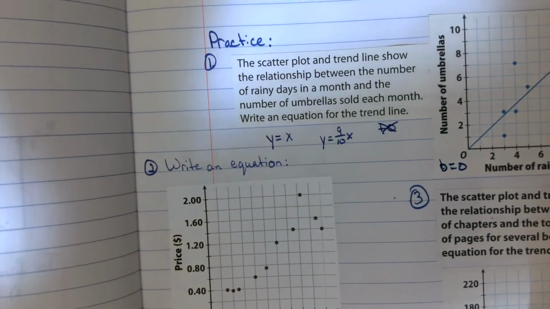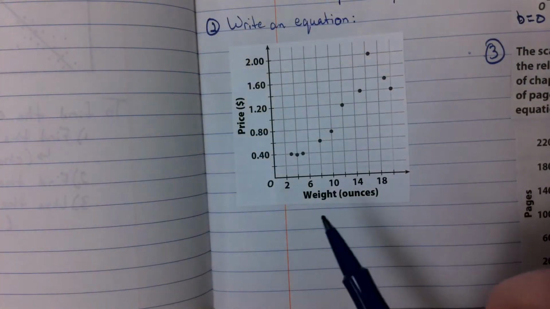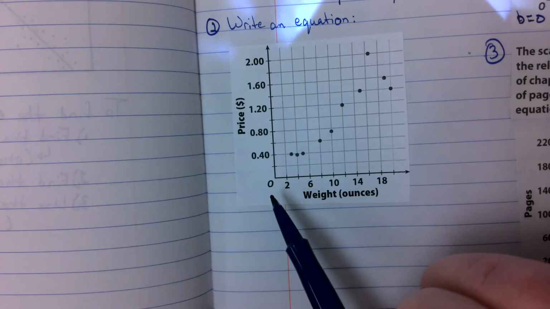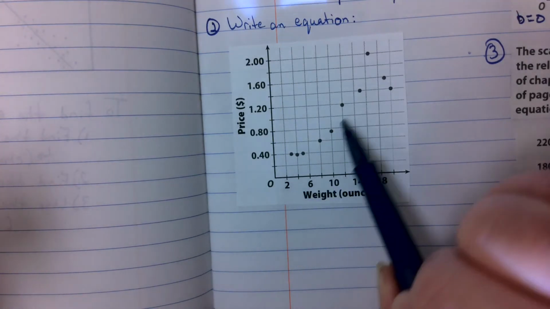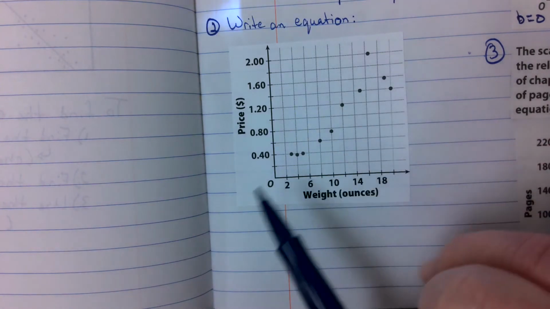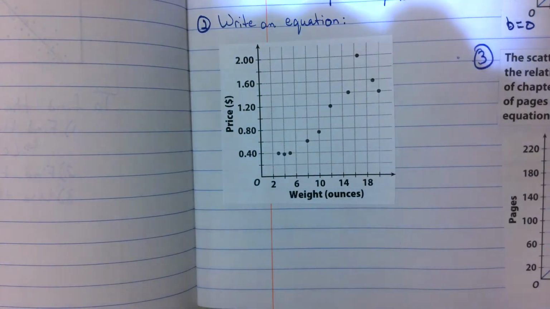All right, number 2, write an equation. So here's our scatter plot. I realize you're on the Chromebook, so you may have to just put your straight edge over the scatter plot here. And then what is your slope? What is your y-intercept?